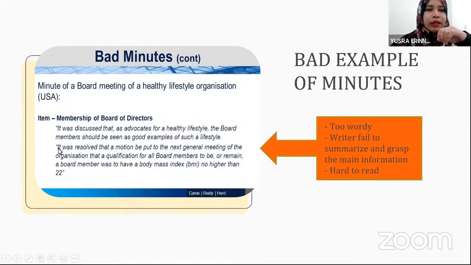Okay, another example over here. It was resolved that the motion to be put to the next general meeting of the organization, that the qualification for all board members to be or remain a board member, was to have a body mass index no higher than 22. Okay, so it's supposed to be: it was a motion that for board members to remain as board members, their body mass index should be no higher than 22. Okay, more straightforward and easy for you to understand, as compared to this one.